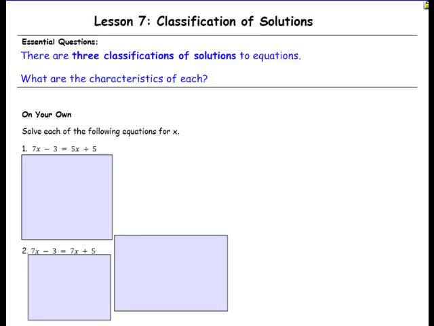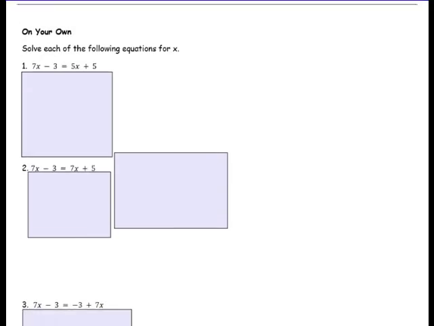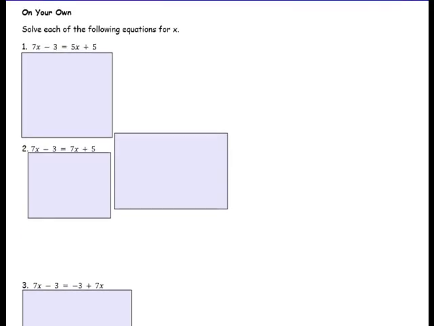Pause the video and copy the essential questions. There are 3 classifications of solutions to equations. What are the characteristics of each? Pause the video and solve each of the following equations for x. Solve 1, 2, and 3, and then resume the video.